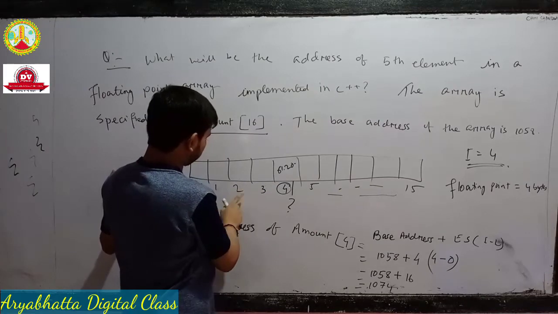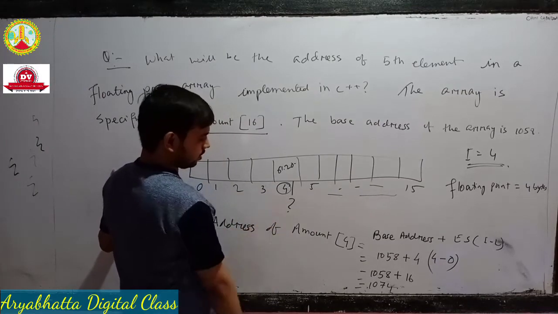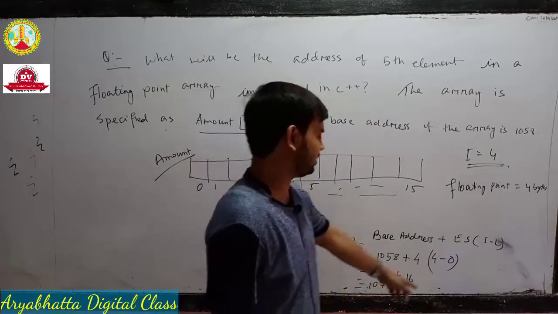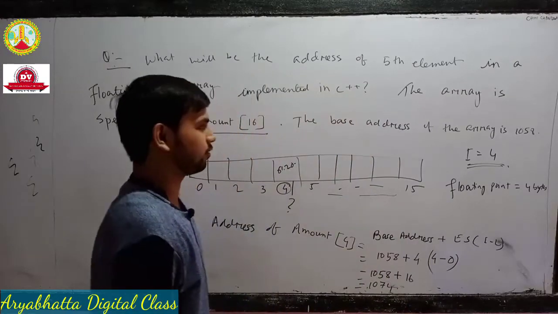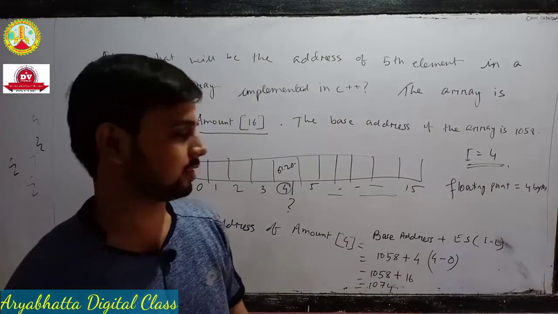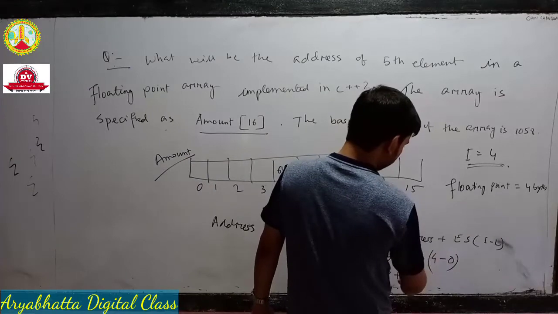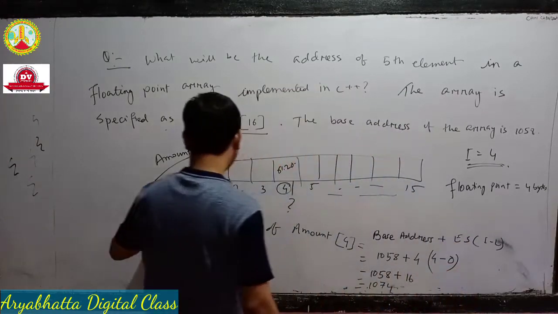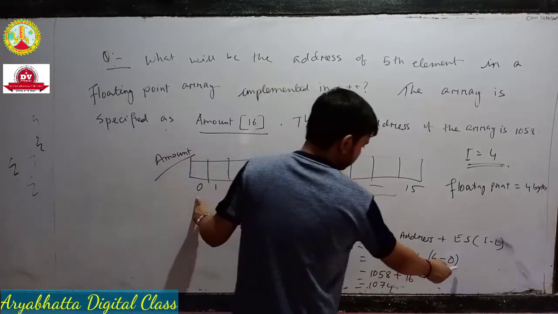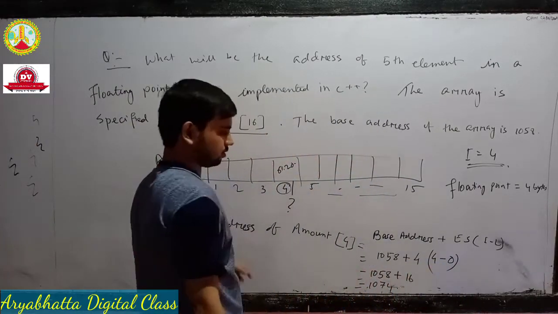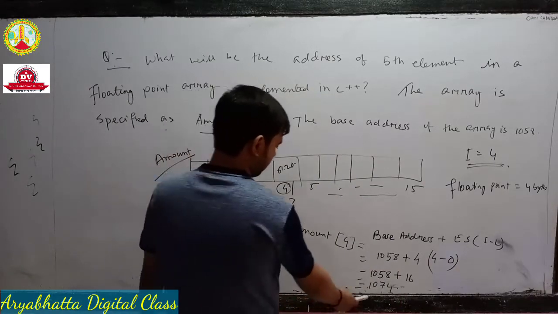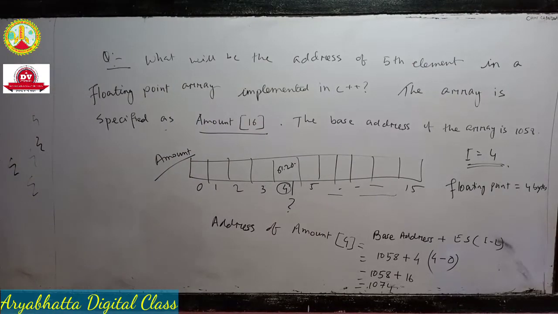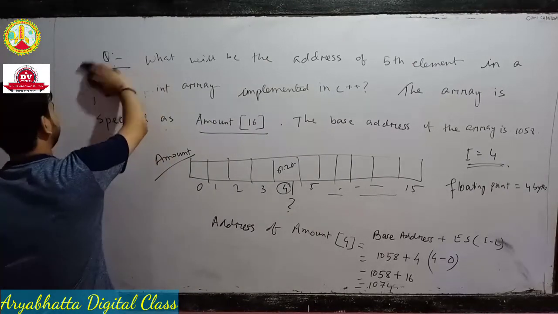Fifth element means 1, 2, 3, 4, 5, which means subscript 4. The base address is given as 1058. ES means element size, and in the floating point data type, element size is always 4 bytes. That's why this is 4. I is subscript 4, and 0 is the lower bound, the lowest index 0. After calculating, it is just simple maths: 1074.